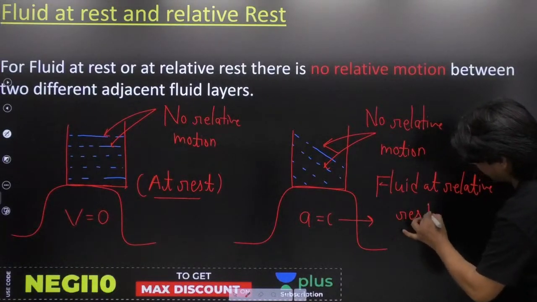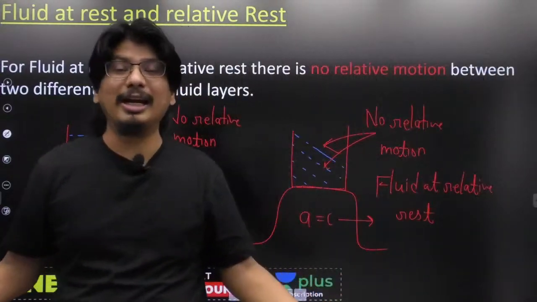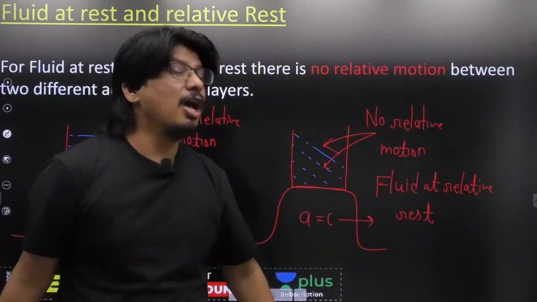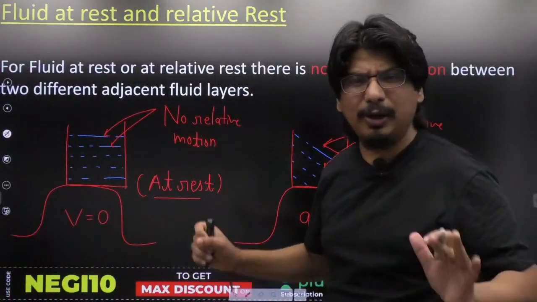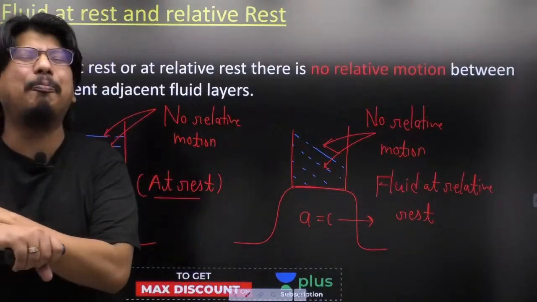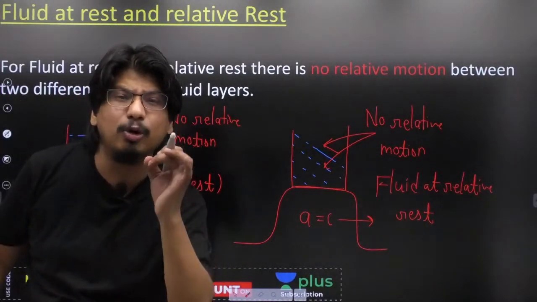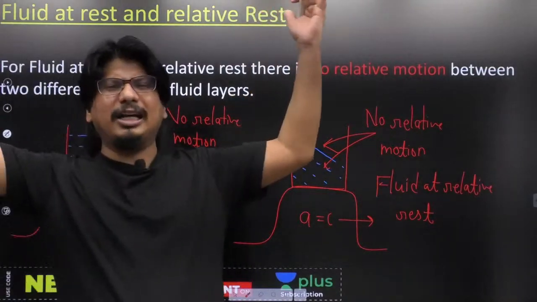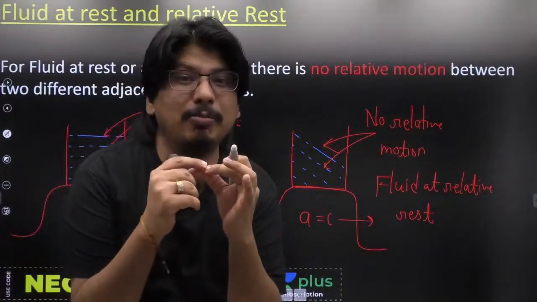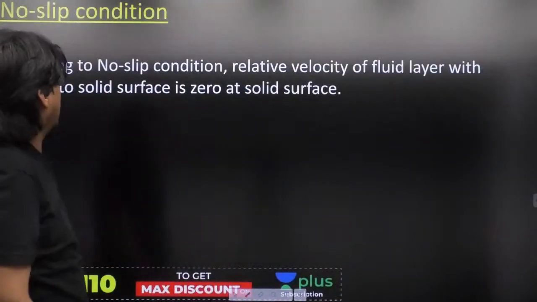If you see from your frame of reference, 100% this fluid is moving, but there is no relative motion between the fluid layers. So remember, whether I am having fluid at rest or fluid at relative rest, the relative motion between two fluid layers will be 0. There will be no relative motion between two fluid layers.